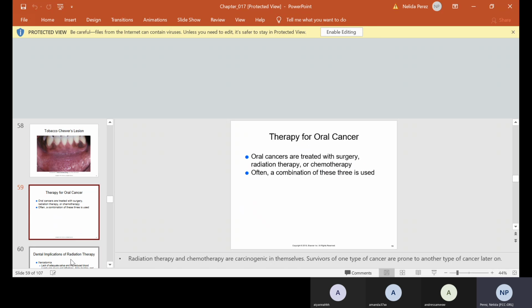Okay. Now, therapy for oral cancer. Oral cancers are treated with surgery, radiation therapy, or chemotherapy. And sometimes a combination of these three is used. Radiation and chemotherapy are carcinogenic in themselves. Survivors of one type of cancer are prone to another type of cancer later on.